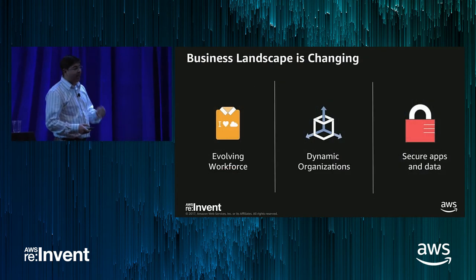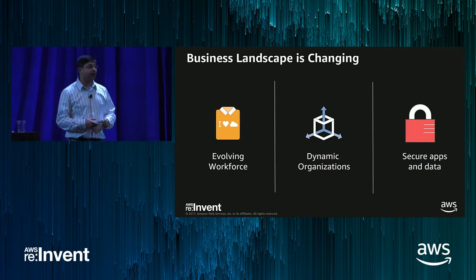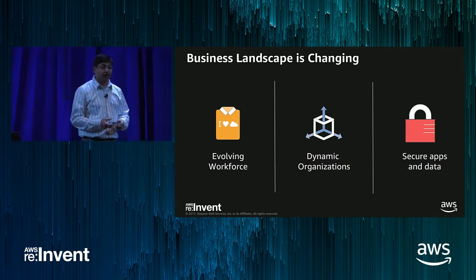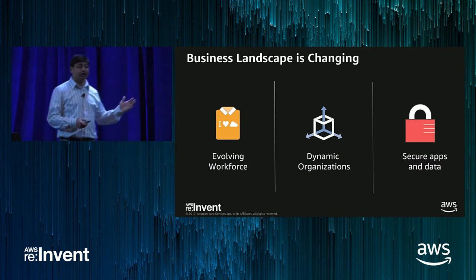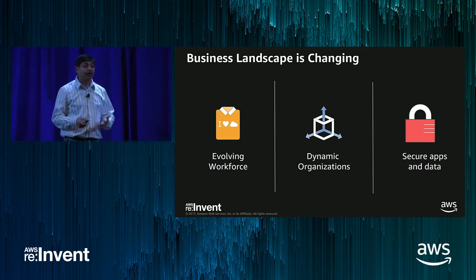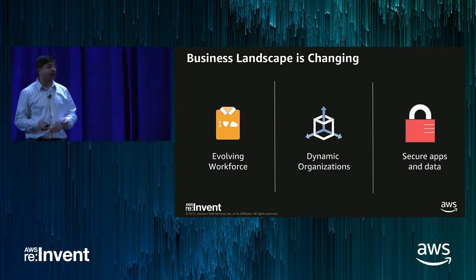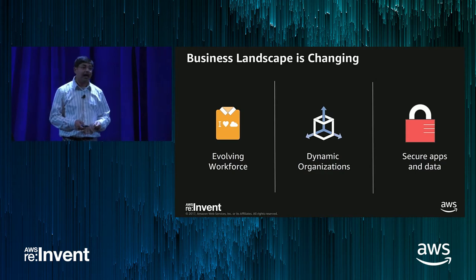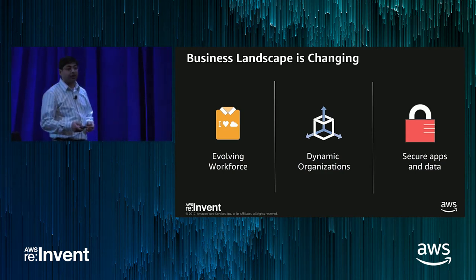But what's happening is our business landscape is changing. Businesses are no longer in one place. The workforce is evolving. They're spread all over the globe. As I showed in the previous workflow lifecycle, they need to collaborate. They no longer can work in one place, which means the companies are faced with a daunting challenge of how do I protect my apps and data in a secure manner so that I don't lose my intellectual property.